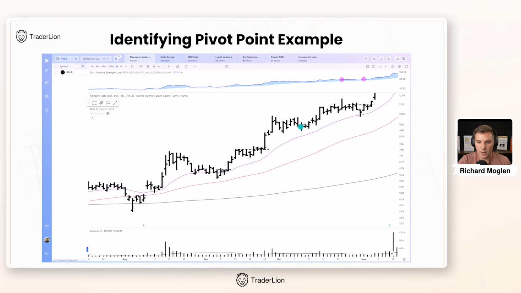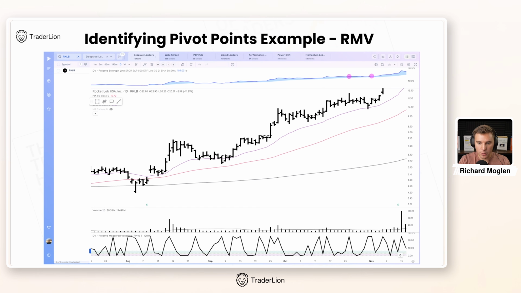And as long as it's above that moving average, you're gold, you're in profit, and you can quickly move your stop loss to be on a close below that 21-day moving average. All right. So that is RKLB.